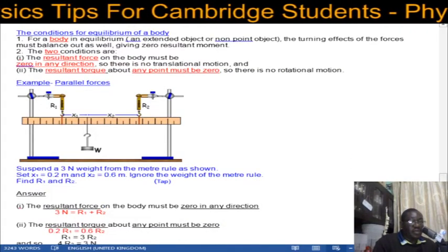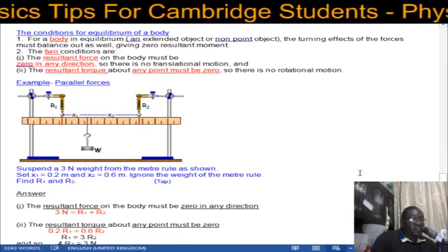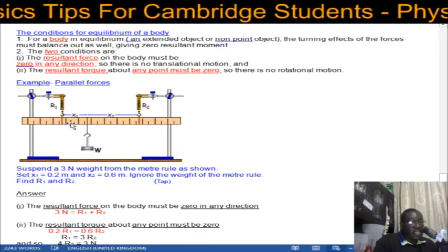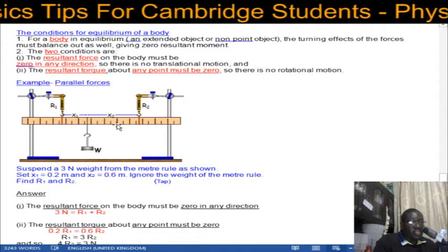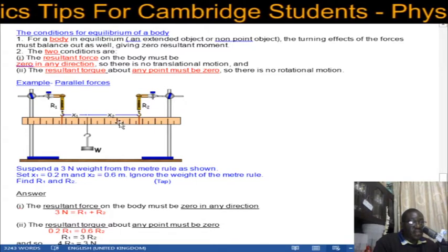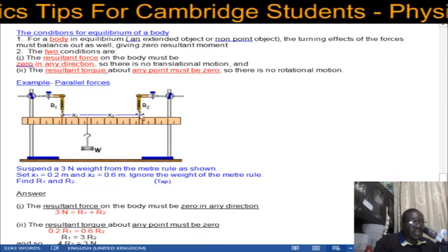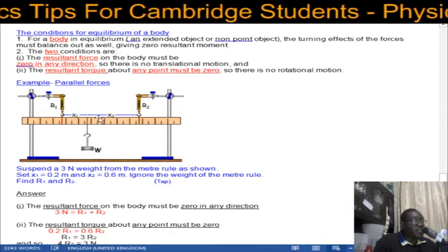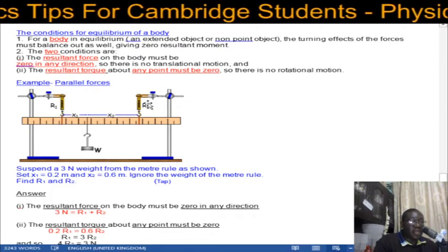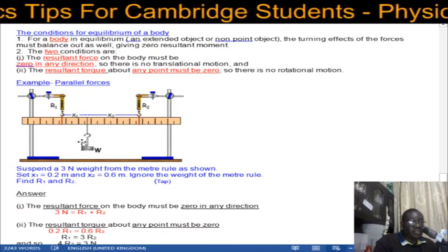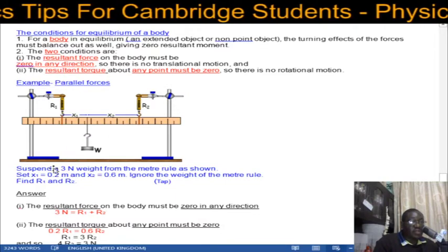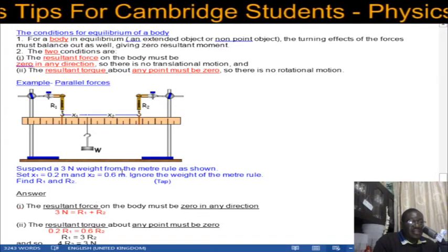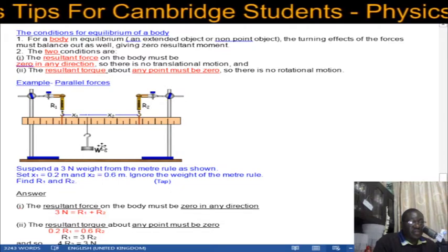Now we're going to talk about parallel forces. If you suspend a 3 Newton weight from a meter rule as shown, and set x1 to be 0.2 meters and x2 to be 0.6 meters, then you're asked to find the reaction forces R1 and R2. You can apply the conditions for equilibrium to solve this. So upward forces, forces going up, must equal the weight going down. So we're going to say R1 plus R2 is equal to 3 newtons. That is the total weight here. And that's the first condition for equilibrium.